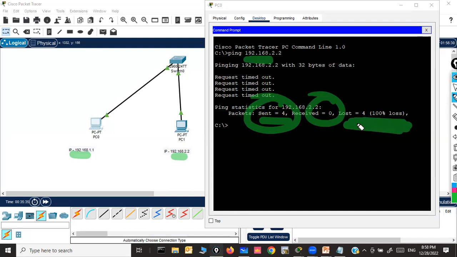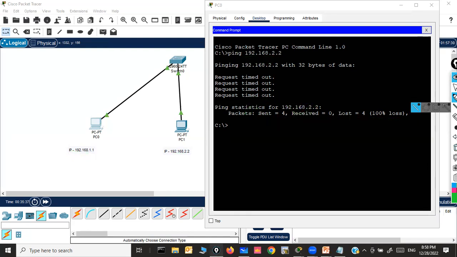There is no reachability. So we understand IP address, class C address: 3 octets equal the network ID. The network ID should be the same on both computers. Here the network IDs are 192.168.1 and 192.168.2. That is why they are not communicating.